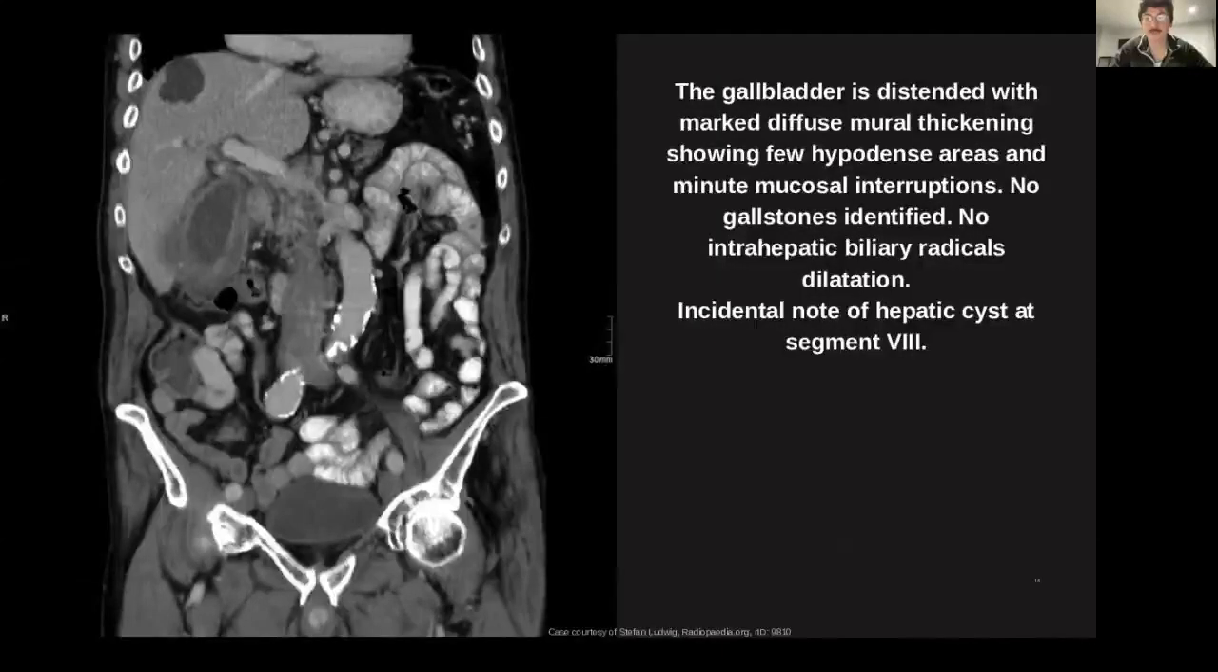This is a CT, a coronal section CT. As the report says on the right here, you can see that there's wall thickening, so mural thickening. There aren't any gallstones, so it's acalculous, and there's an incidental hepatic cyst at the top of the liver.